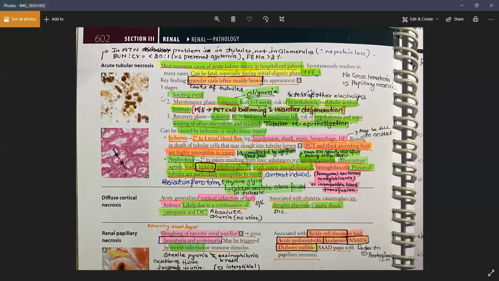It consists of 3 stages. Whenever you have an acute kidney injury, you have 3 stages. One is the inciting event, and the inciting event could be any of these risk factors. It could be ischemic. It could be a nephrotoxic event. Ischemic events include any case of shock. It could be a hypovolemic shock, a septic shock, a hemorrhagic shock. It could be due to heart failure.